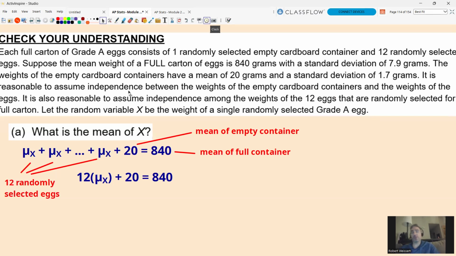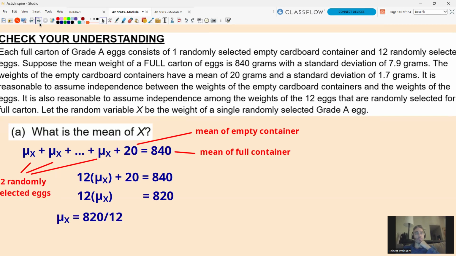Well, now we have an equation we can solve real easily. So when you're solving that, you want to subtract the 20, of course, and then divide by 12. And you get about 68.33 grams. So the mean's fairly quick to calculate. It's just an equation. Let's look at the standard deviation.